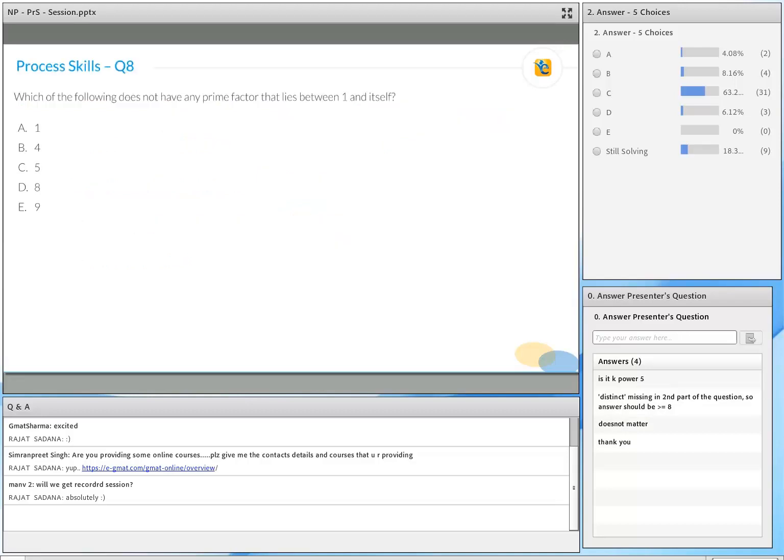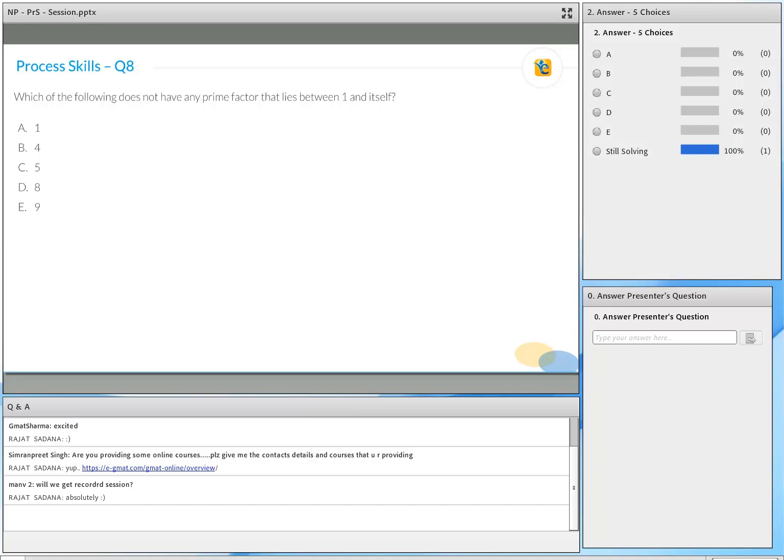Now let's move on to question number 8 here. K is to the power 5, yes. Let's look at question number 8. Well, the answer with the distinct missing should not be greater than or equal to 8. I know you've posted the question in the Q&A part, so Sandeep or Ashutosh would respond to that. Again, that's where the conceptual understanding comes into the picture, and drawing the inference.